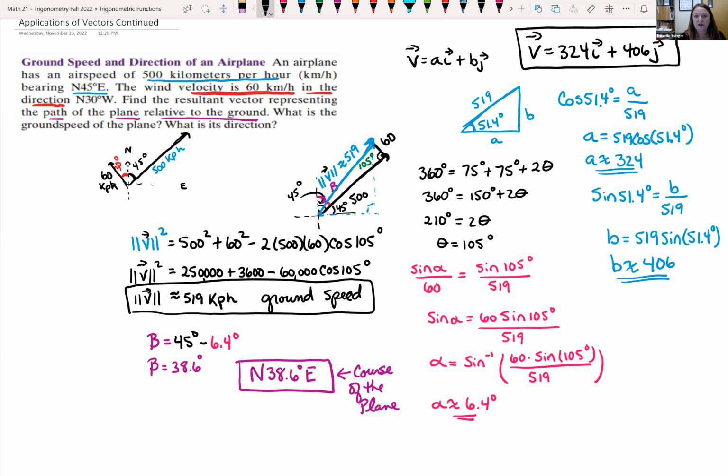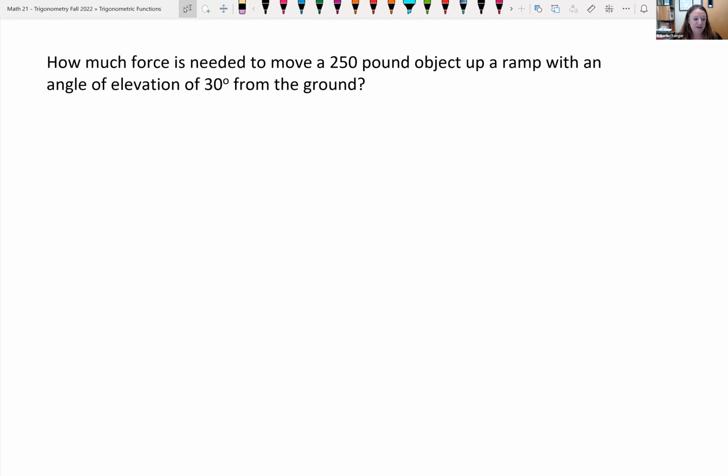So let me pull up another example for us to do. The next example says, how much force is needed to move a 250-pound object up a ramp with an angle of elevation of 30 degrees from the ground? So again, we want to draw our picture here. We have some ground, I'm going to assume that it's horizontal. We're not going to take into consideration friction. The ramp has a 30 degree angle of elevation. We have this is 30 degrees in here.